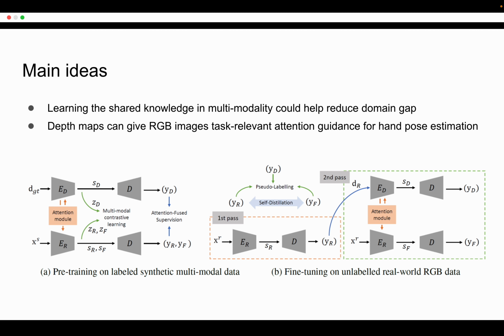You can quickly get two main ideas from our work. First, learning the shared knowledge in multimodality could help reduce the domain gap. Second, the depth map can give RGB images task-relevant attention guidance for hand pose estimation.